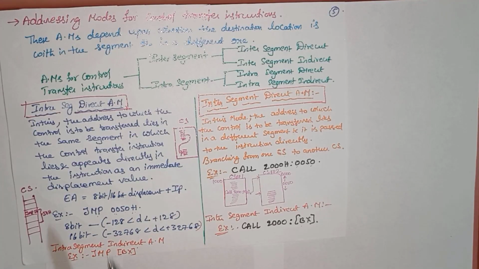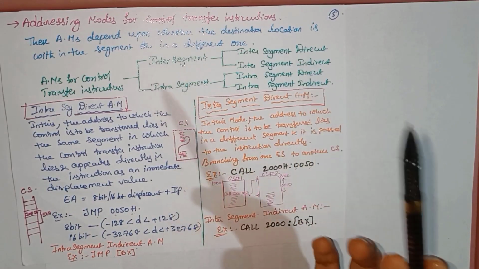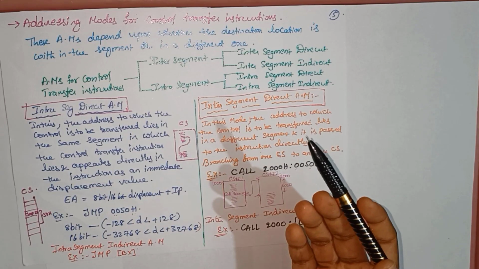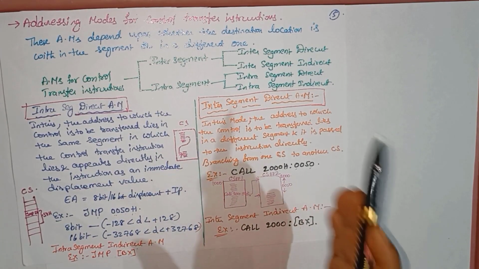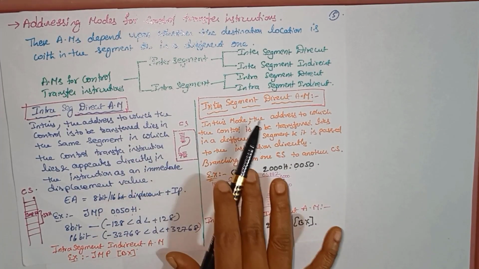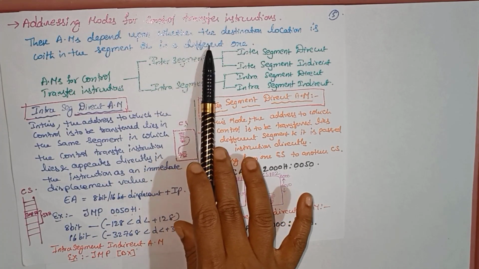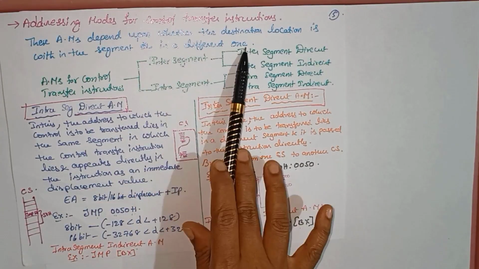Next, coming to the addressing modes of control transfer instructions. In the case of jump instructions and call instructions, we have to specify the data like this. The addressing modes depend upon whether the destination location is within the segment or in a different segment.